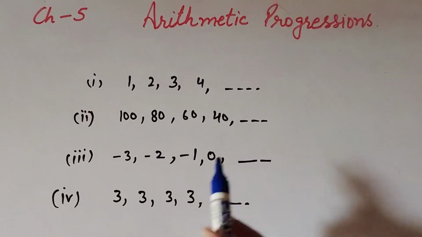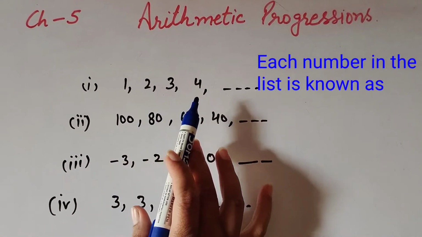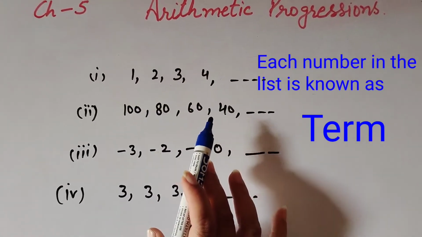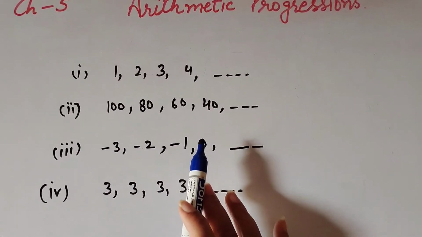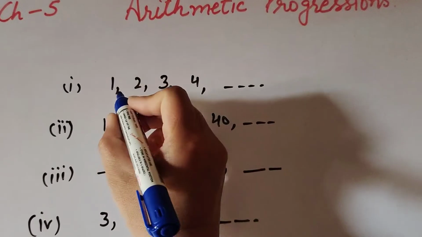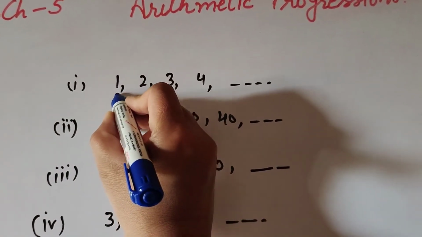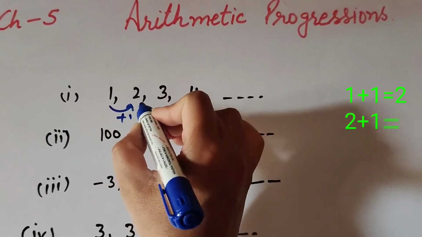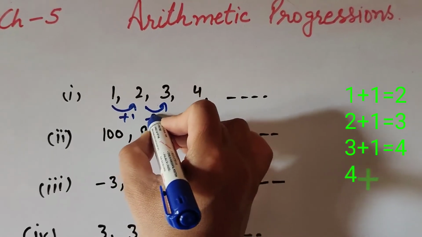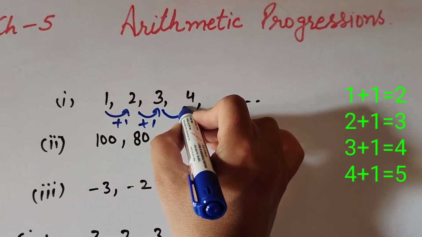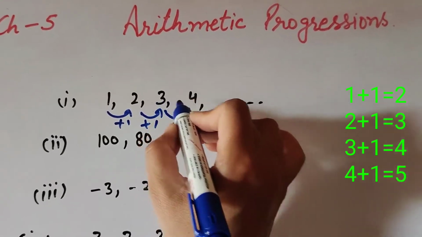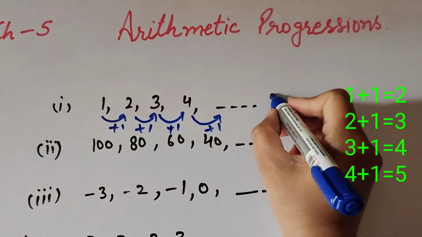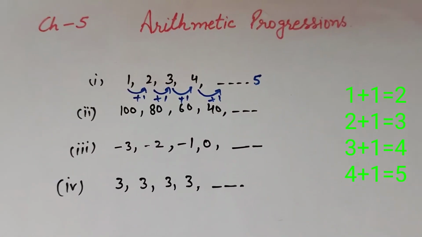There is a list of numbers given. We see there is a pattern. So in the list of numbers 1, 2, 3, 4, each number in the list is known as a term. In the first list of numbers there is a term 1. When we add 1 to this 1, it is equal to 2, and when we add 1 again to the term 2, it is equal to 3. There is term 3. When we add 1 to 3, it is equal to 4, and when we again add 1 to the term 4, it is equal to 5. So the next term is 5.